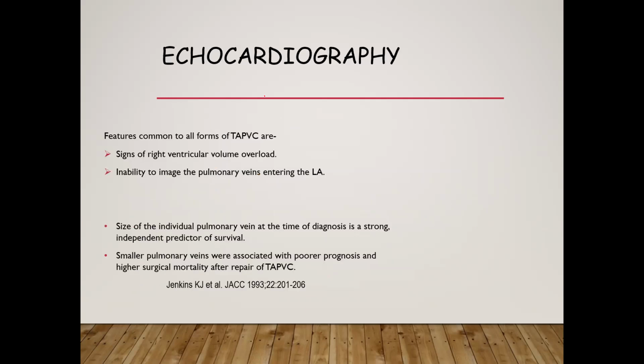The features most common to all TAPVC are signs of RV volume overload and inability to image pulmonary veins entering into the LA. These things are common for TAPVC. The size of the individual pulmonary vein at the time of diagnosis is a strong independent factor of survival. Smaller pulmonary veins are associated with poorer prognosis and higher surgical mortality, even after repair of TAPVC.